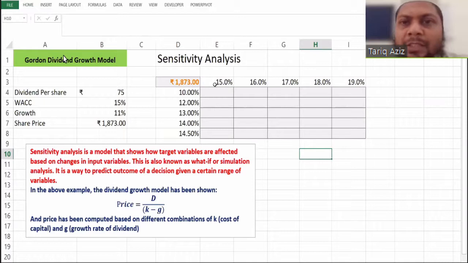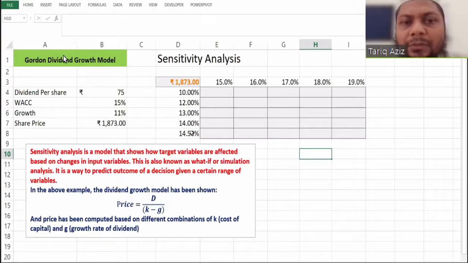So first we will start by preparing a table, and we will copy the different inputs in rows and columns. So basically we are changing the two inputs at the same time. In the rows, one input is the weighted average cost of capital that we are changing, and in this column we are changing the growth rate of the dividend.